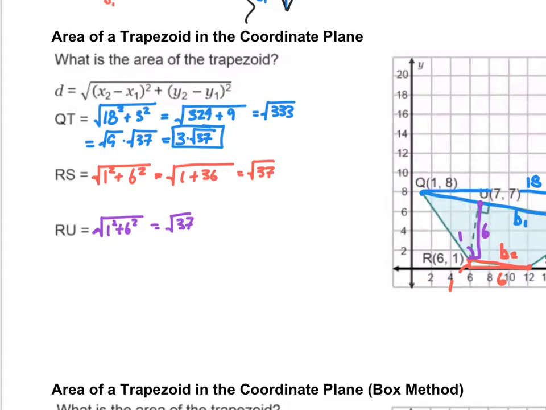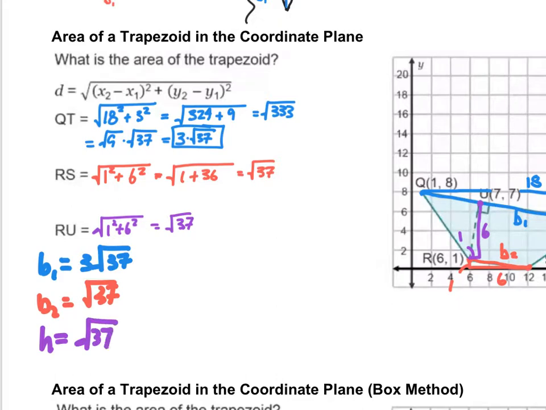Let's do this. I'm going to say that B sub 1 is equal to 3 times the square root of 37. I know that B sub 2 is equal to the square root of 37. And then I also know that my height is equal to the square root of 37.